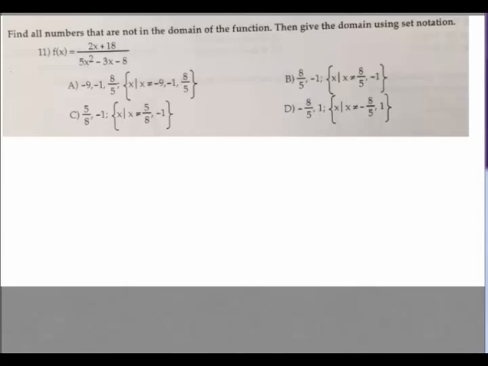Is it 0? 0. We cannot have 5x squared minus 3x minus 8 be equal to 0. So I'm going to put it cannot be equal to 0. So now we need to factor this and just basically solve that and find those values.